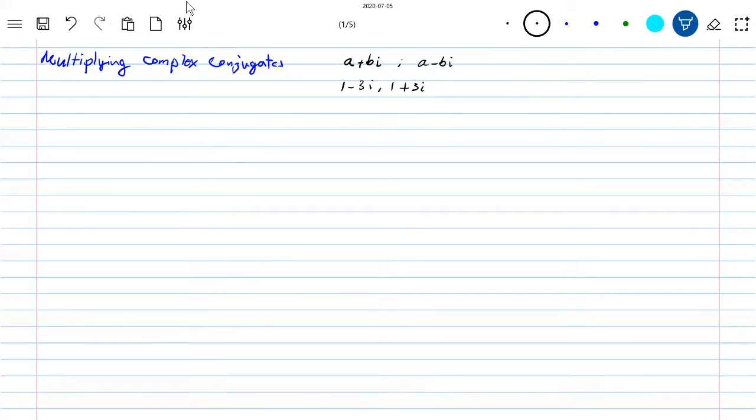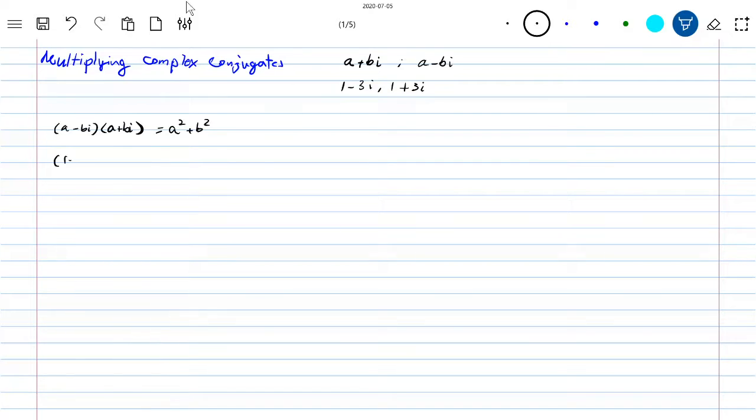What is the property? The property is that if you multiply complex conjugates, a minus bi multiplied by a plus bi, and if you distribute, go through the process, what you get at the end is a squared plus b squared. So what do you get at the end? There is no imaginary part. Everything is a real value.